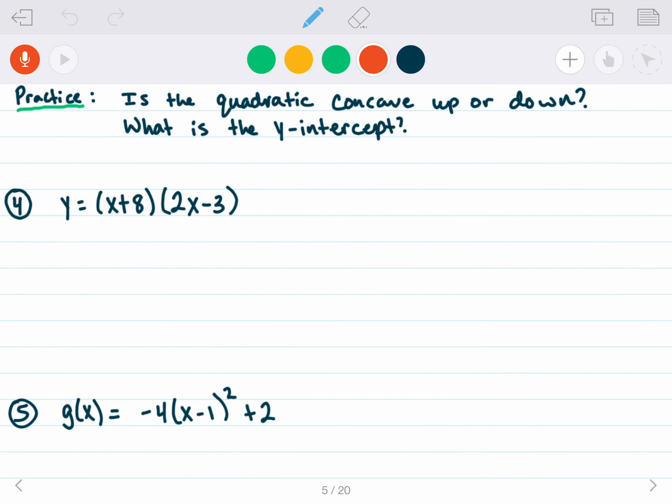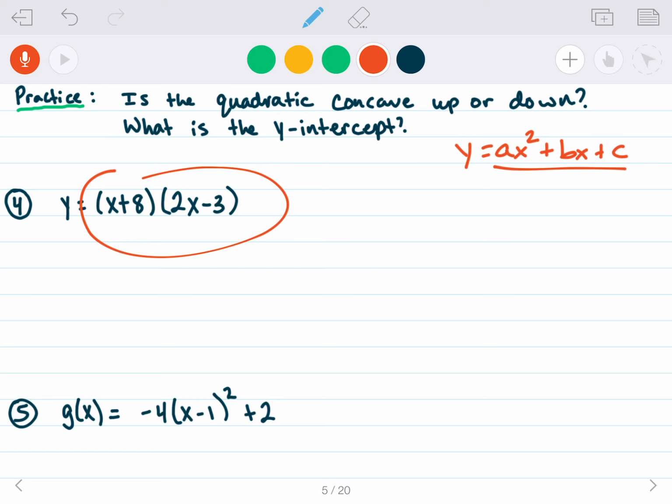All right, what about something like this? Is this one in standard form? Well, no, it's not. Standard form looks like this: ax squared plus bx plus c. Simple as that. Replace a, b, and c with numbers. This doesn't look like that. We don't even see a squared term.